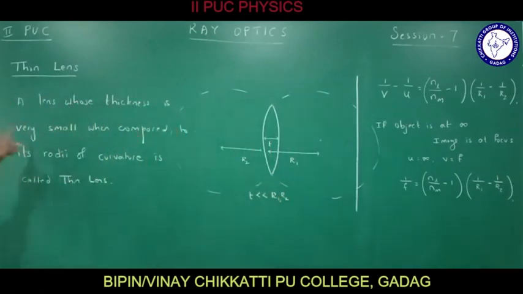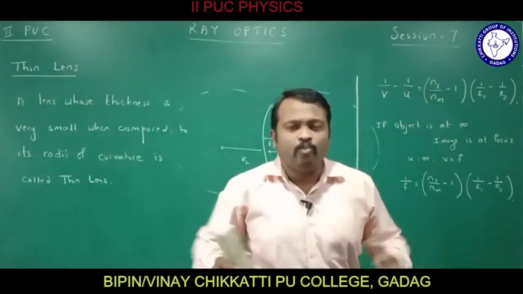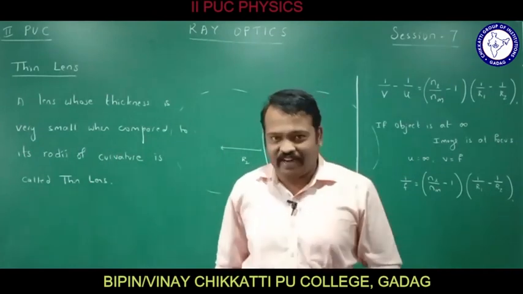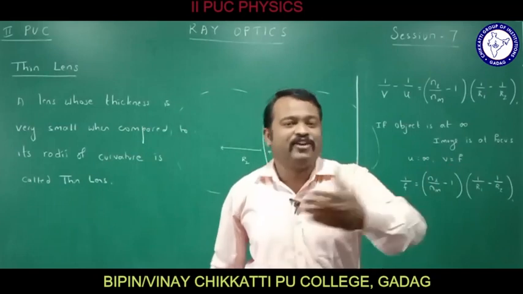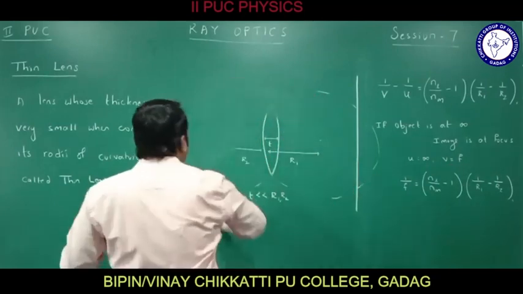A lens whose thickness is very small when compared to radii of curvature, that kind of lens is called a thin lens. So in this chapter, whatever lens we will be discussing, all those are thin lenses. We will be considering thin lens and continuing with the other concepts. Okay. Now, what is the formula for thin lens?